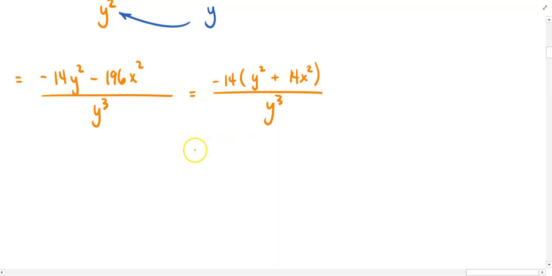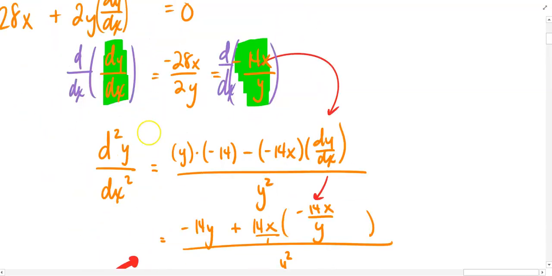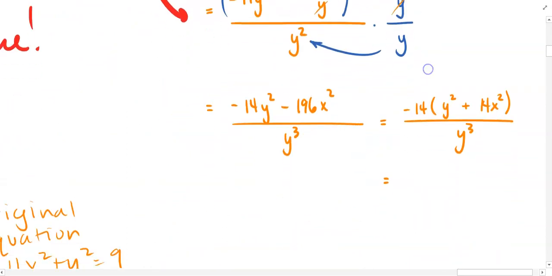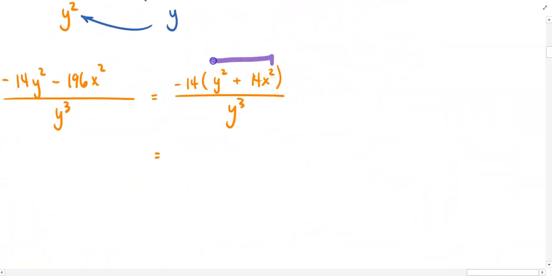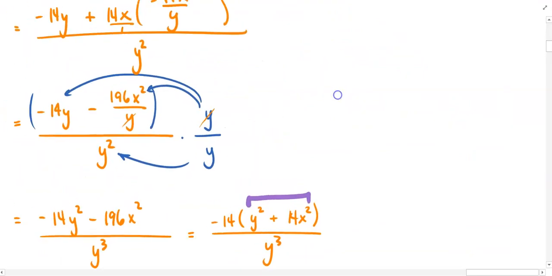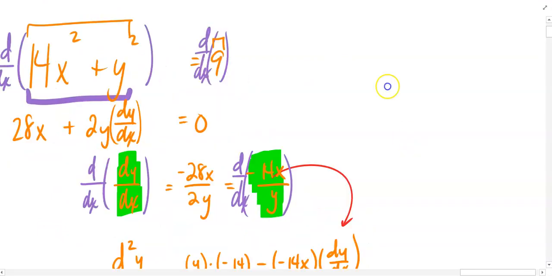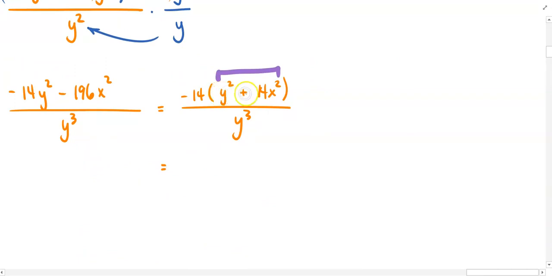And again, you may not see it just yet, but when I jumped back to the original, perhaps you did. Do you recognize 14x squared plus y squared? Well, 14x squared plus y squared shows up here again. So in this interesting factoring scenario, that y squared plus 14x squared, which we saw back here in the original equation, is really just equal to the number 9. And so now we have negative 14 times 9 over y cubed.